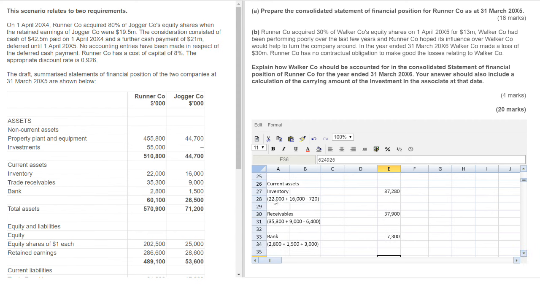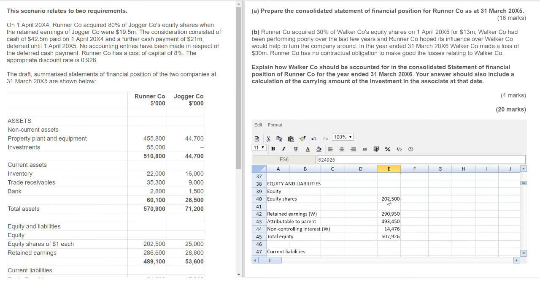Inventory, remember, 100% of P, 100% of S, and don't forget to deduct the provision for unrealised profit. Doesn't matter about the direction of sale, it will always be adjusted within the group from the inventory. Receivables, 100% of P, 100% of S. Don't forget to deduct, was it, the remaining intracompany receivable and the cash in transit. And then the bank, 100% of P, 100% of S, and we added on the cash in transit.